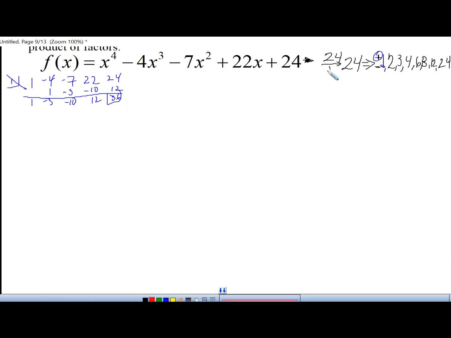We go with the next one, which is now negative 1. Same number, but now negative. So I'm going to write it here, negative 1. Same coefficients, 1, negative 4, negative 7, 22, 24.